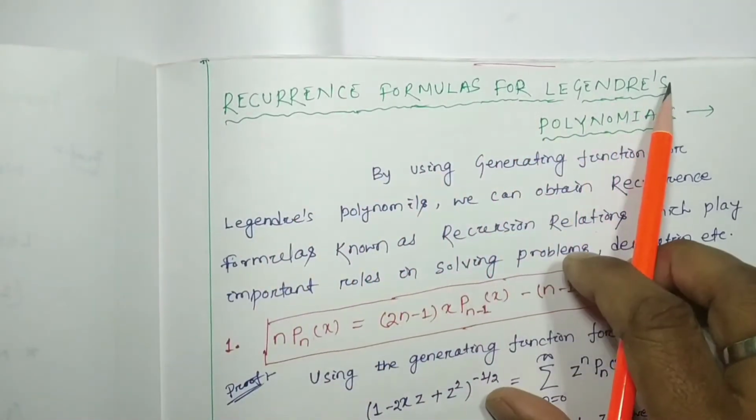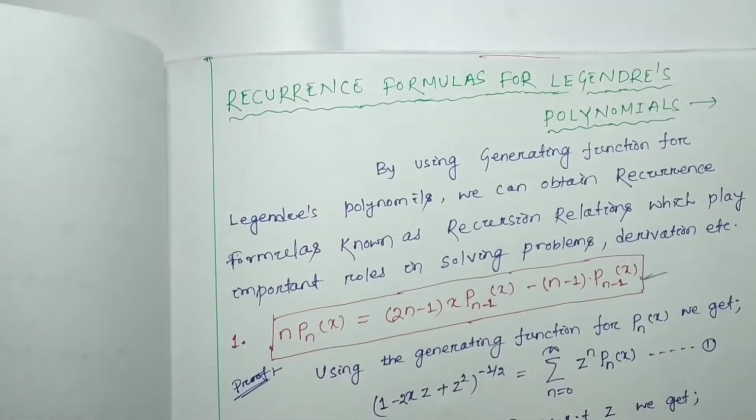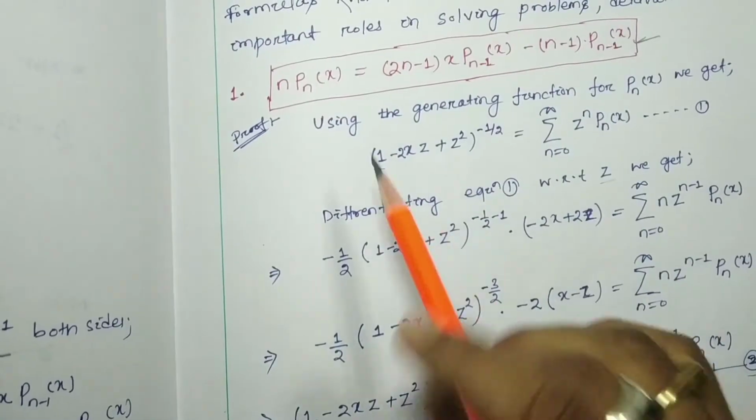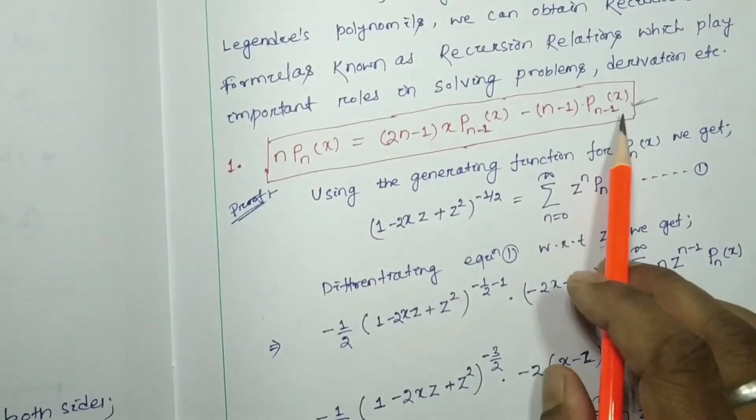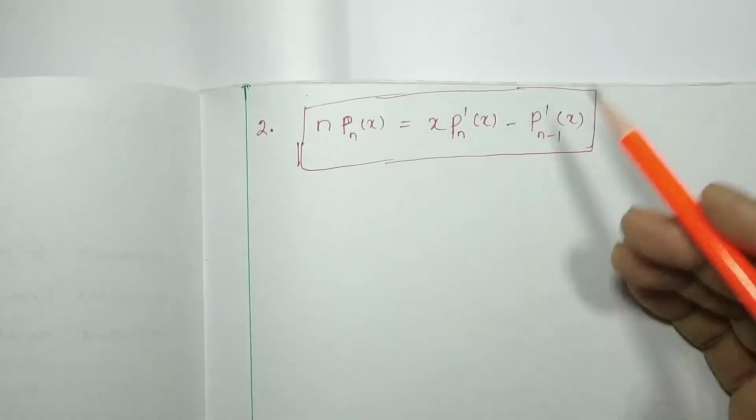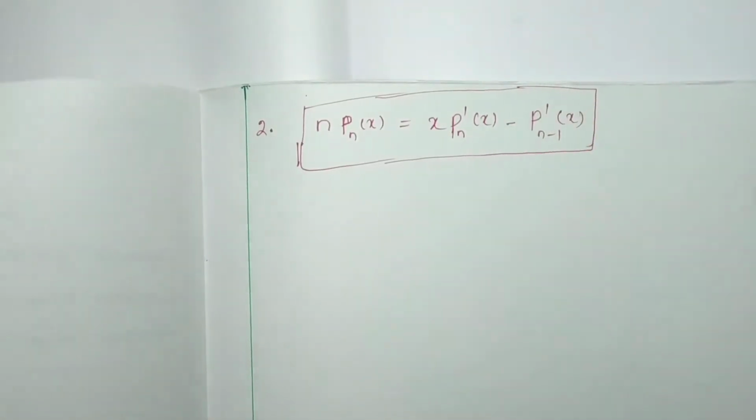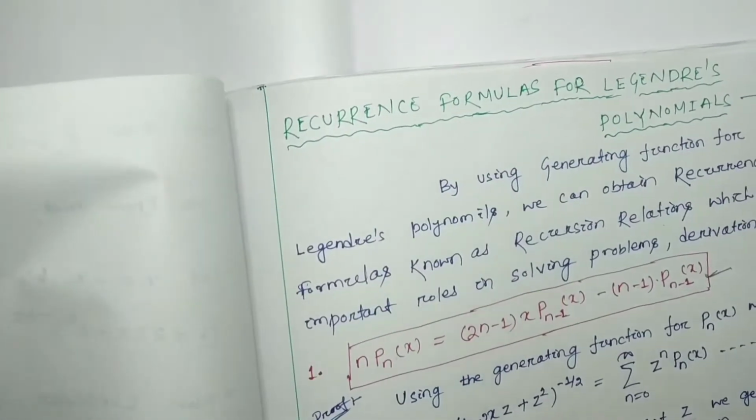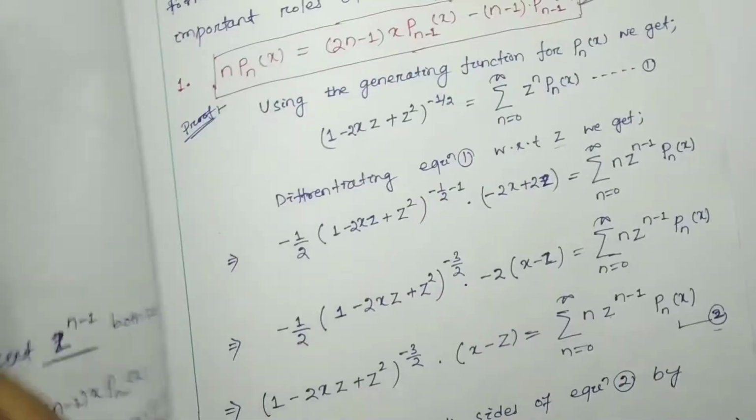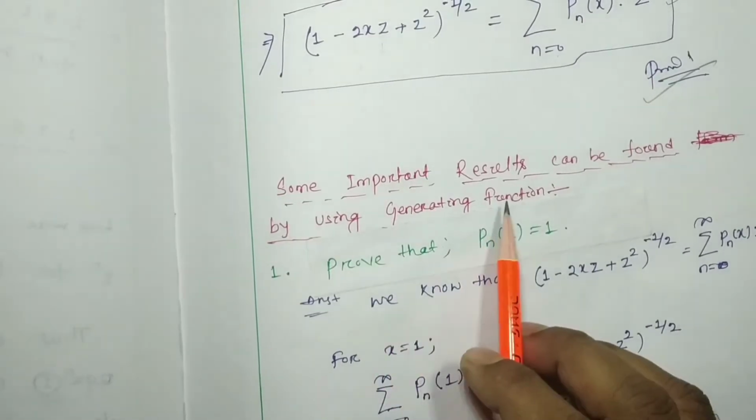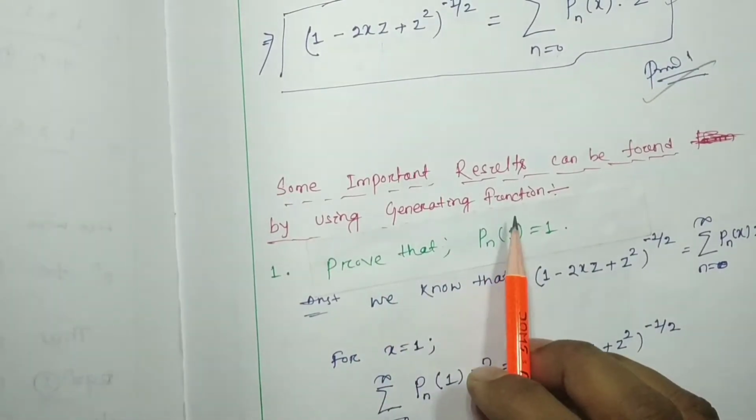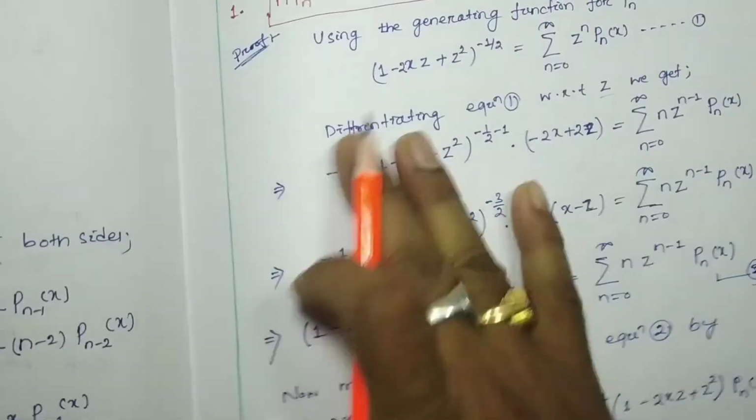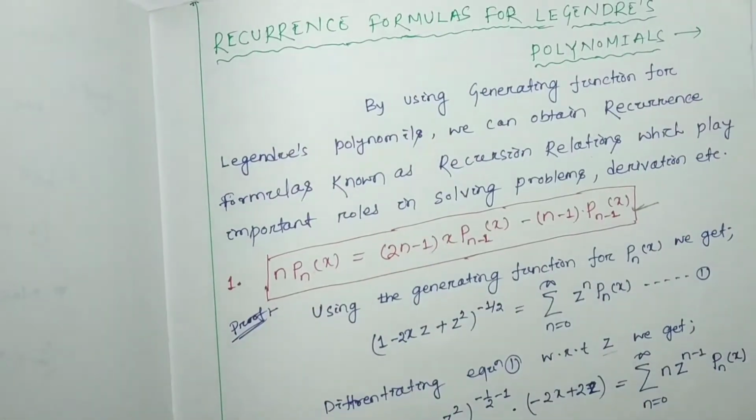Then we are going to discuss the recurrence formula for Legendre's polynomials. In today's class we are going to discuss only one recurrence formula. Next class we are going to discuss another 5, so the total number of recurrence relations will be 6. Today we discuss this much: 3 important results from the generating function, and one recurrence formula. Step by step we are going to discuss.